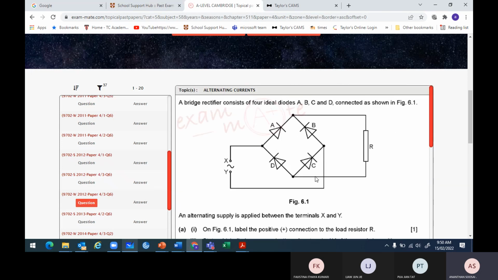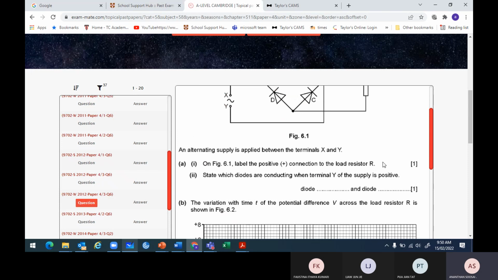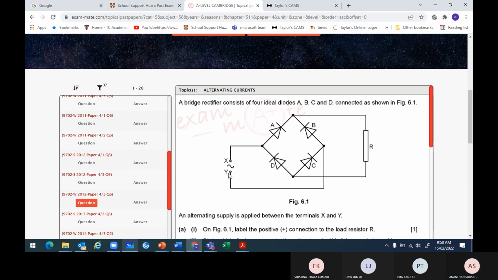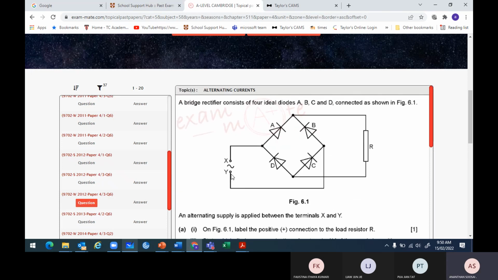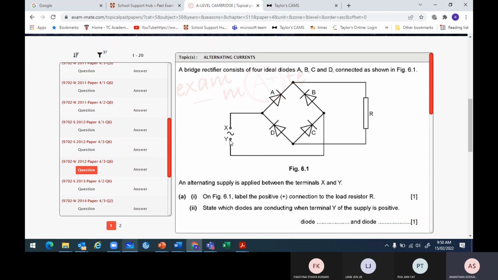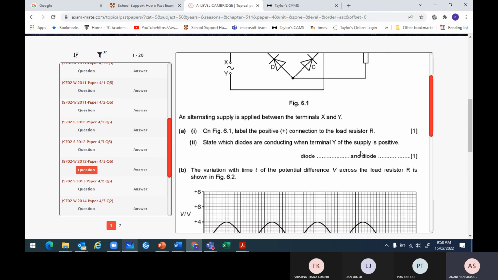Bridge ABCD, label the positive connection, load R. State which diodes are conducting when terminal Y of the supply is positive. Terminal Y is positive, which diode is connected? So when Y is positive, current flows through here, B and D, right? So this should be B and D.